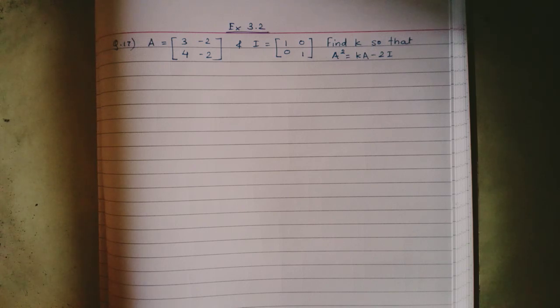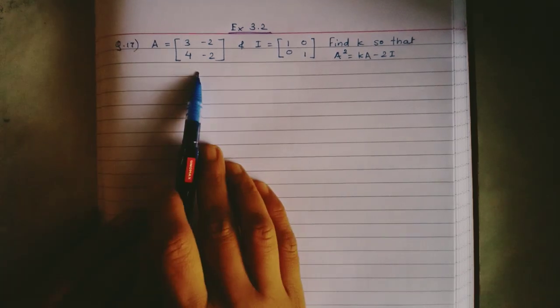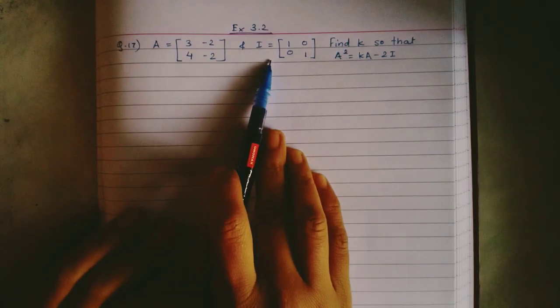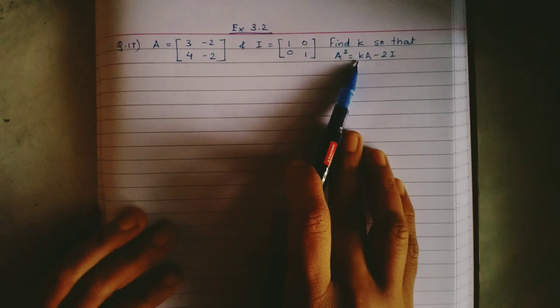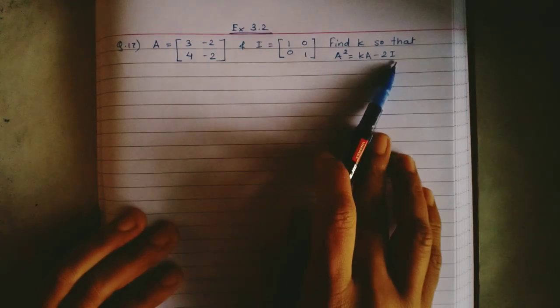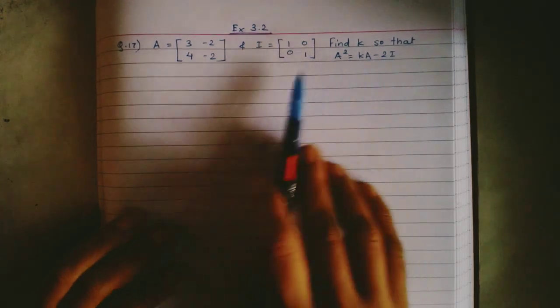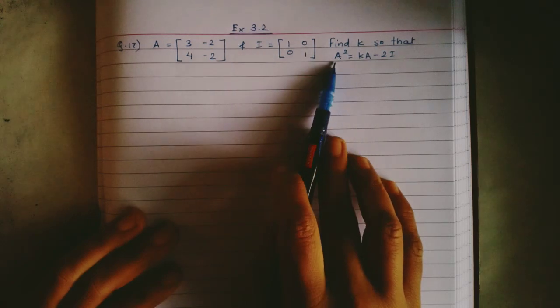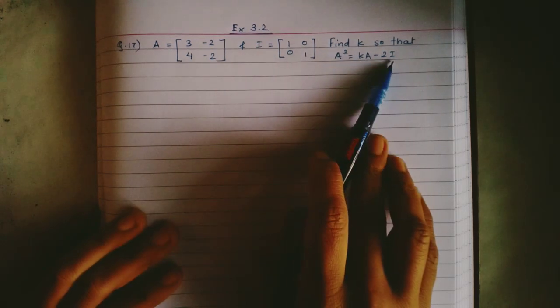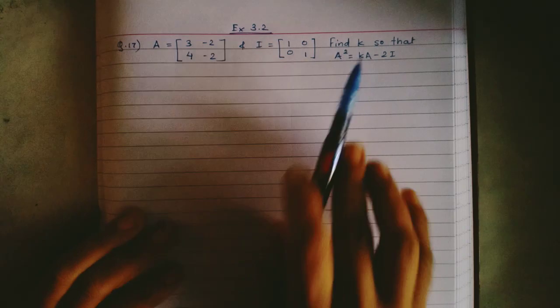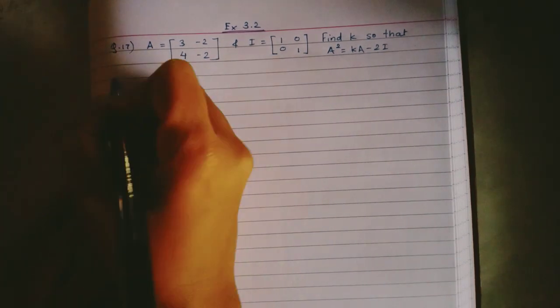Okay, question 17. Here you are given a matrix A and an identity matrix, and you have to find K. Looking at the given equation, you will know that you have to substitute the values of A square, A and I, and you can find the unknown, that is K. Okay, let's solve this.